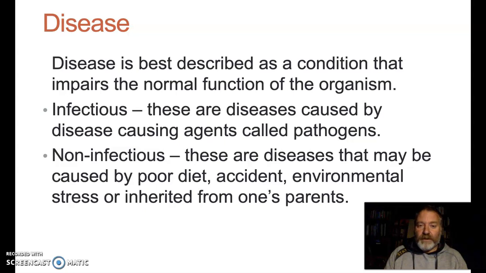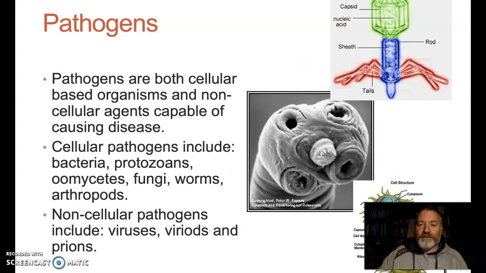Many of these diseases are infectious. Obviously COVID-19 is an infectious disease caused by a pathogen called a virus, which is a non-living pathogen. Some of our diseases are non-infectious. You might inherit it from your parents, it could be a genetic thing, it could be by bad diet, or you could have an accident and break a bone. All these things are diseases, but not caused by a pathogen. So we're looking at pathogens today and infectious diseases.